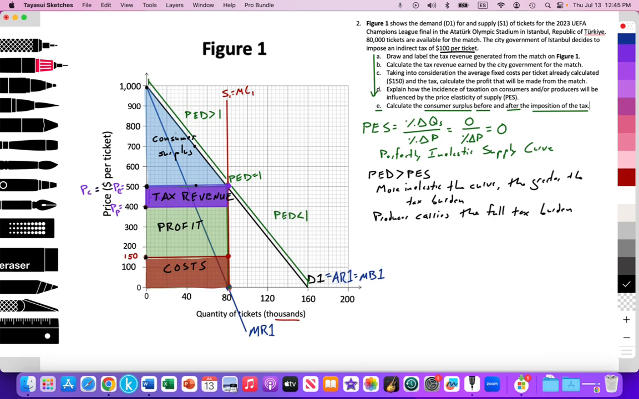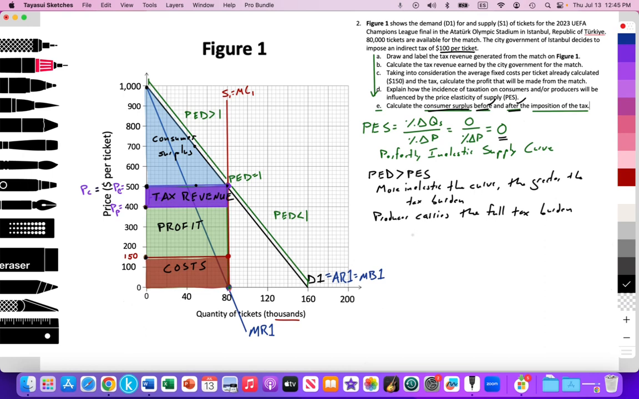So consumer surplus you can think of as kind of the level of savings, what you're willing to pay versus what you actually pay. And so this question is asking us to calculate the consumer surplus before and after the imposition of the tax. And since the PES value is 0, we know that the consumer surplus before and after the tax is the same. There's no change here. So I'm going to ask you to go ahead and pause the video and just go ahead and calculate the value of that consumer surplus. Pause the video now.